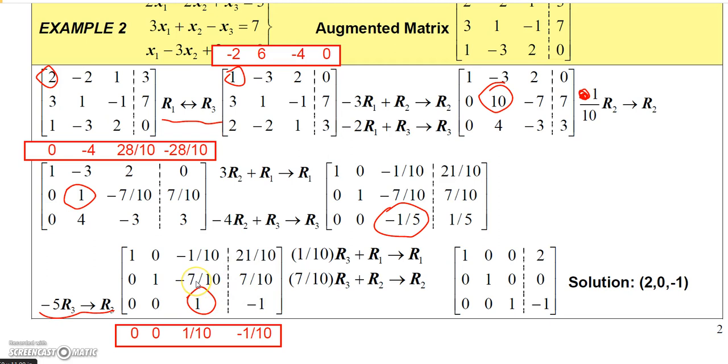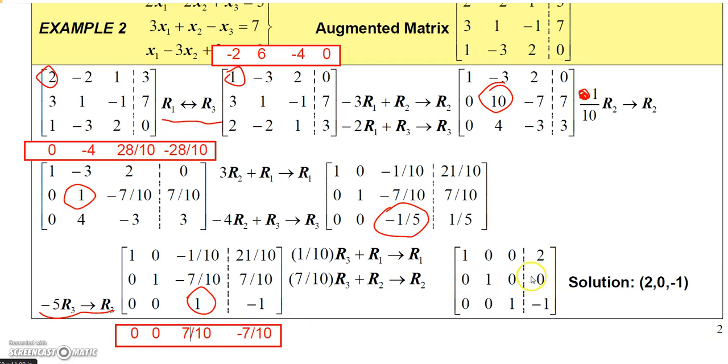Now, to get rid of the negative 7/10, I'm going to multiply this row by positive 7/10. So if I multiply row 3 by positive 7/10, the zeros would still be 0, but this 1/10 would now be 7/10, and the negative 1 would now be negative 7/10. Now I have to add that result to row 2. So 0 plus 0 is 0. 0 plus 1 is 1. 7/10 plus negative 7/10 is 0. And negative 7/10 plus 7/10 is also 0.